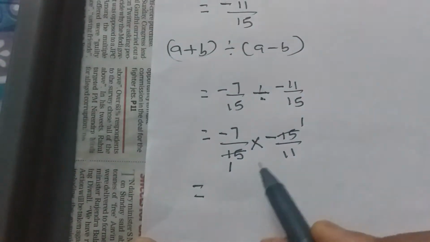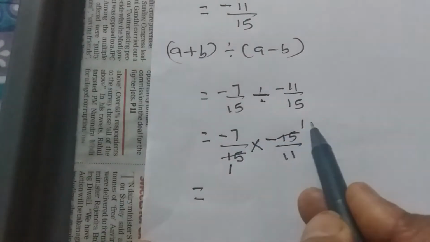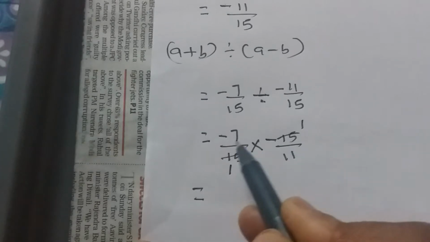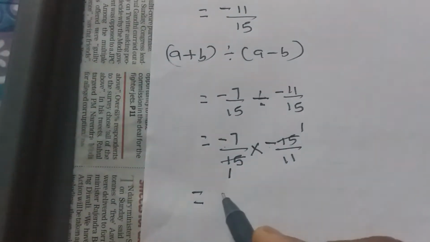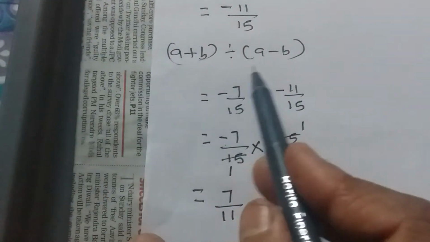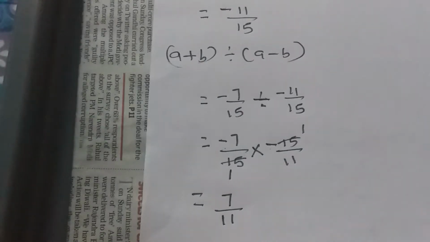Multiply both the numerators. Multiply both the denominators. Before you multiply the numbers, multiply the signs. Minus into minus. When you multiply two same signs, it is plus. 7 ones are 7. 11 ones are 11. So a plus b divided by a minus b is 7 by 11.